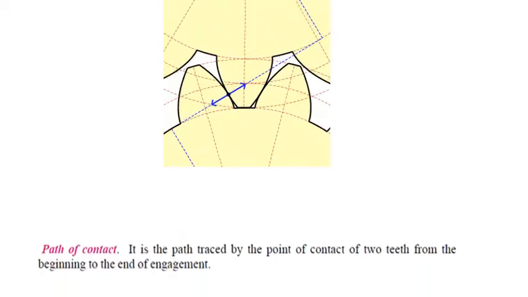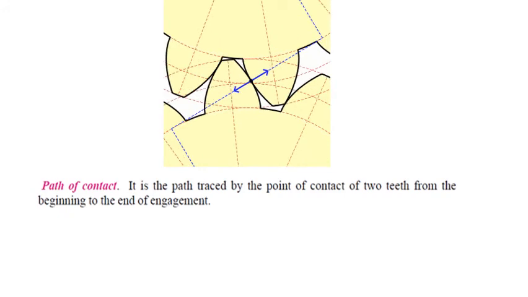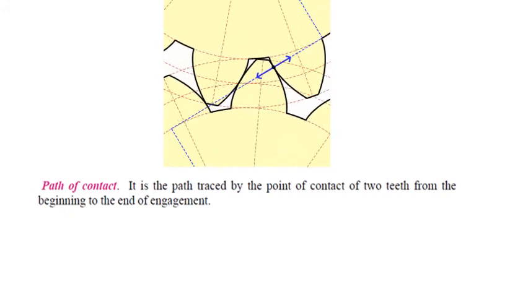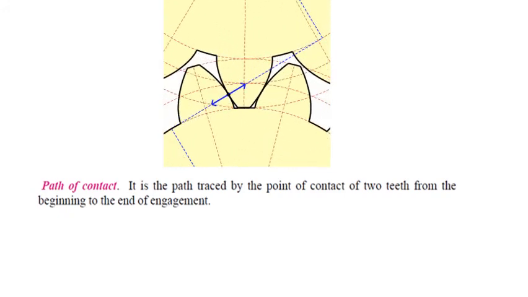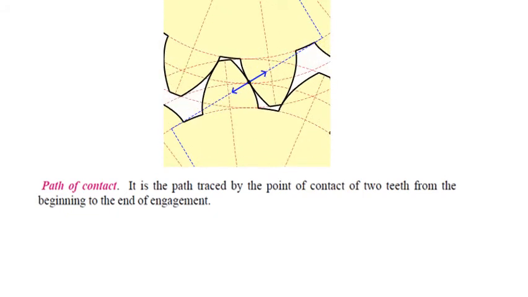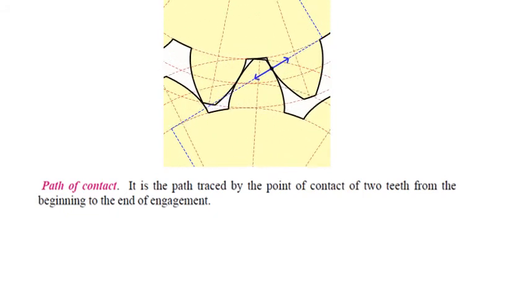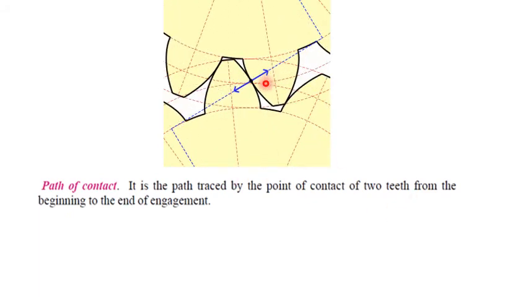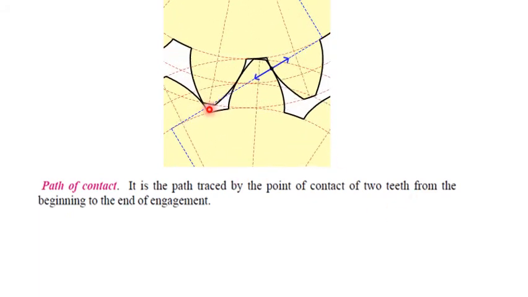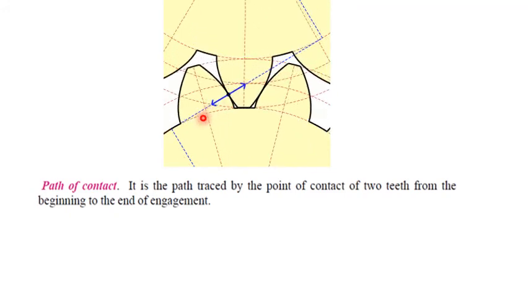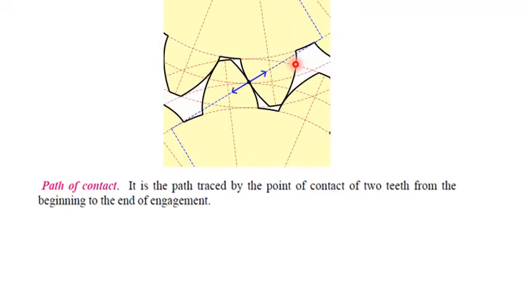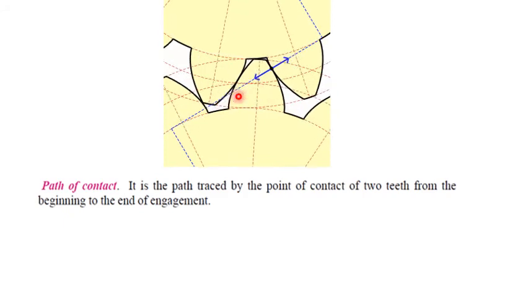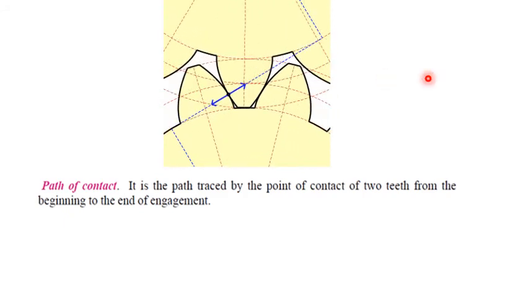So next one, path of contact. What do you mean by path of contact? It is the path traced by the point of contact of two teeth from the beginning to the end of the engagement. If you see this arrow, this is the beginning and this is the end of the engagement. So this path is nothing but the path of contact.